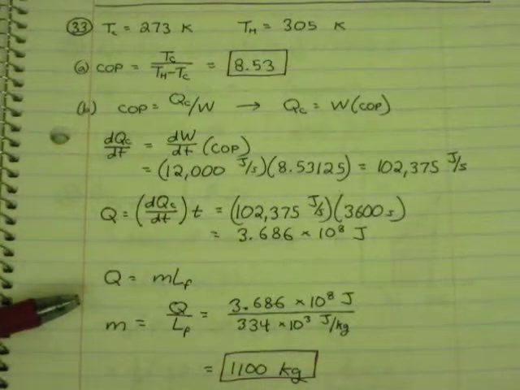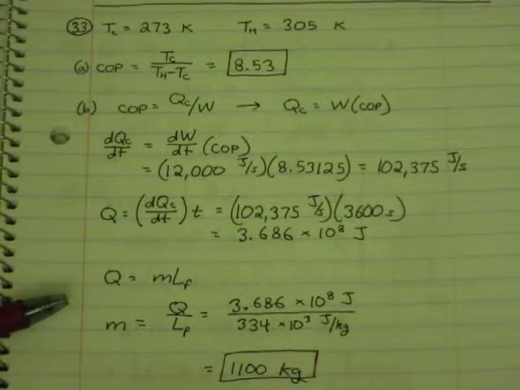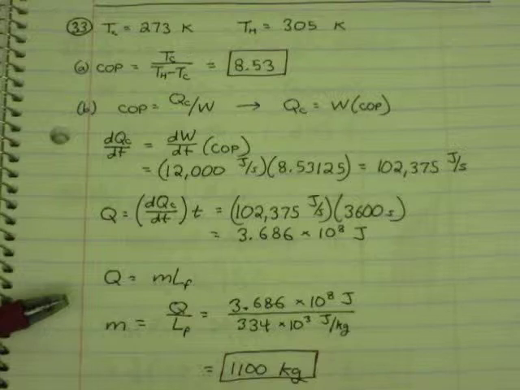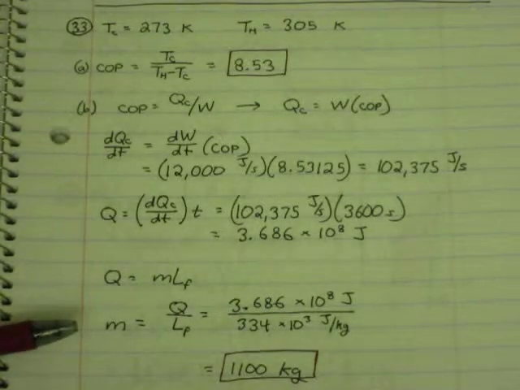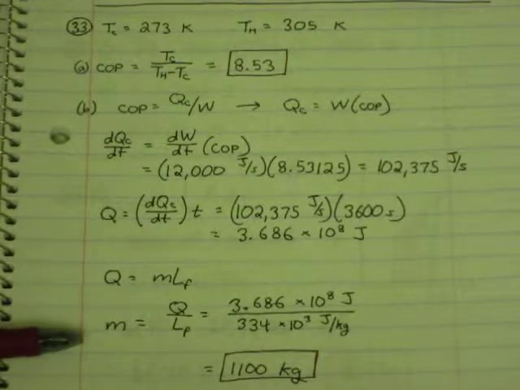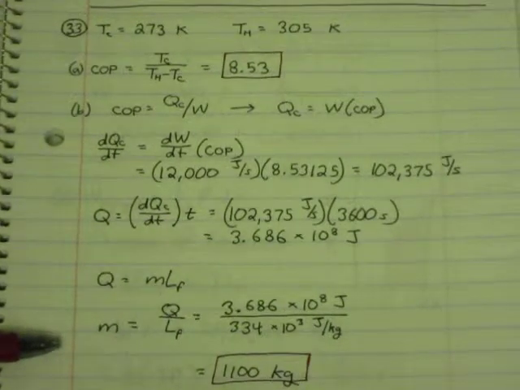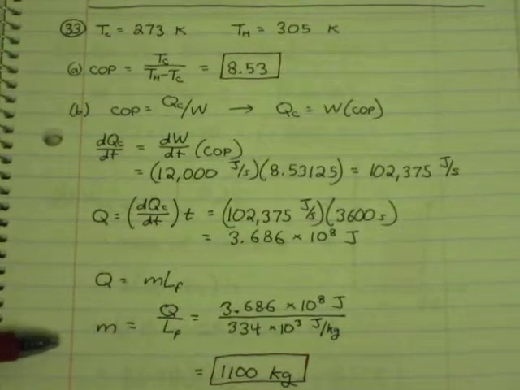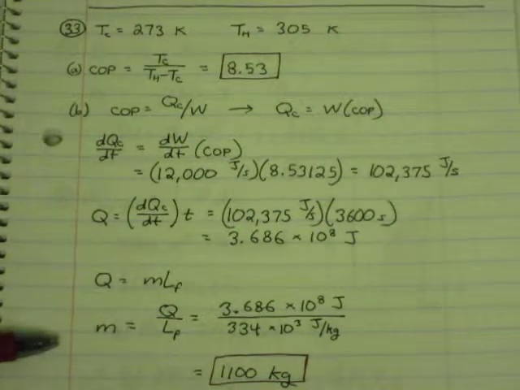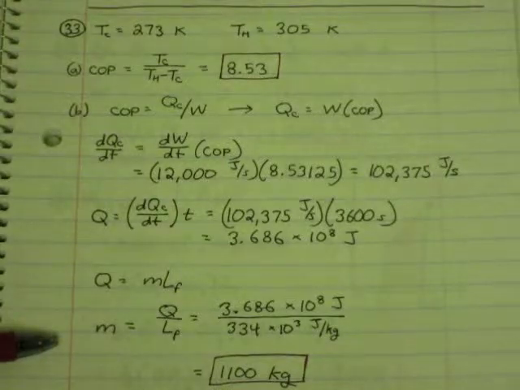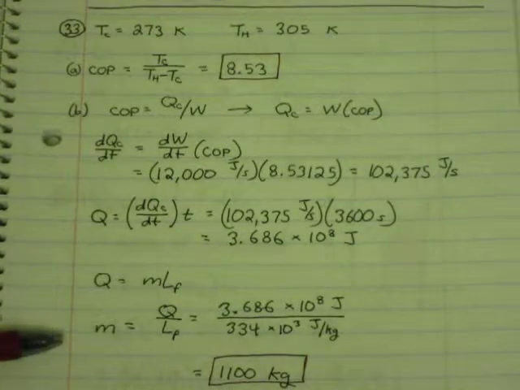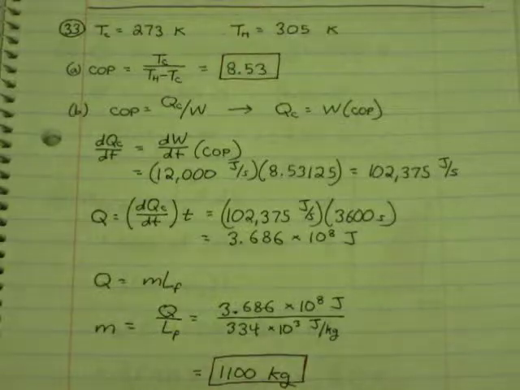Now we use the equation for the changing of phase. Q equals m times the heat of fusion for water, which means m, the mass, is the heat extracted divided by the heat of fusion for water. So 3.686 times 10 to the 8th joules divided by, you can look up in the table in the previous chapter, the heat of fusion for water, 334,000 joules per kilogram. So we get a mass of 1,100 kilograms.